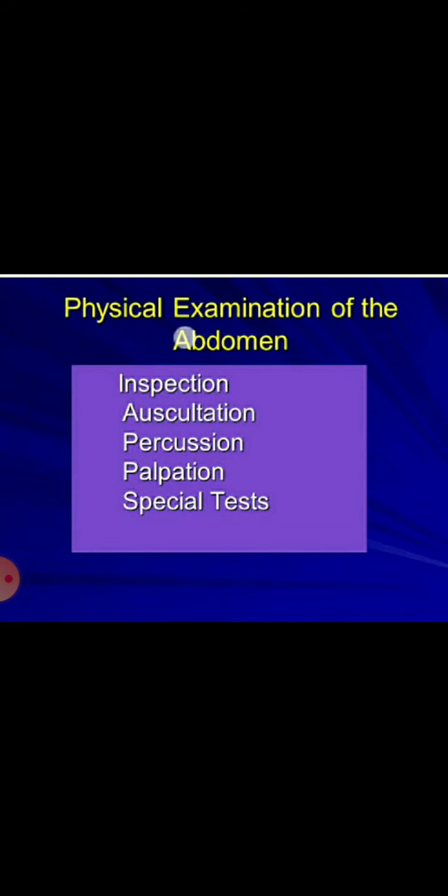Dear students, these were the techniques or methods of physical examination of the abdomen: inspection, auscultation, percussion, palpation, special tests. So dear students, special tests like lung function test, kidney function test, etc. So this was all about our today's topic. Thank you.